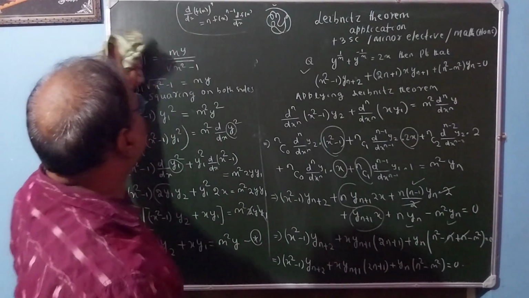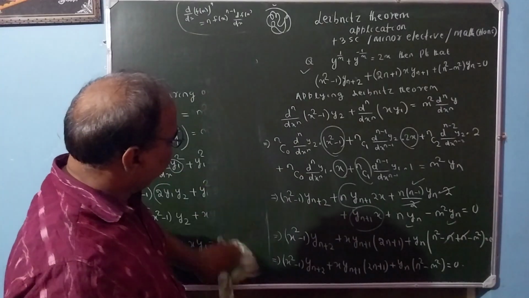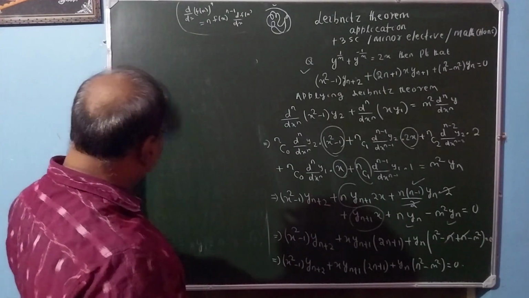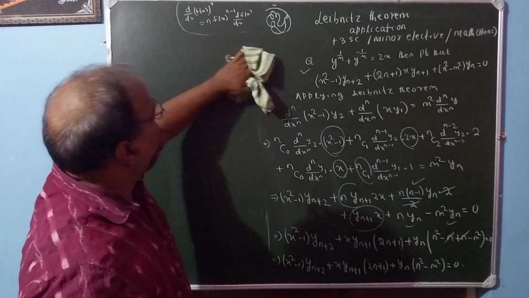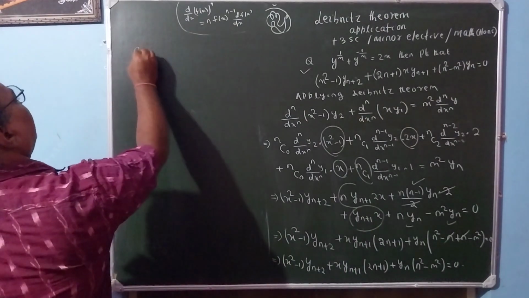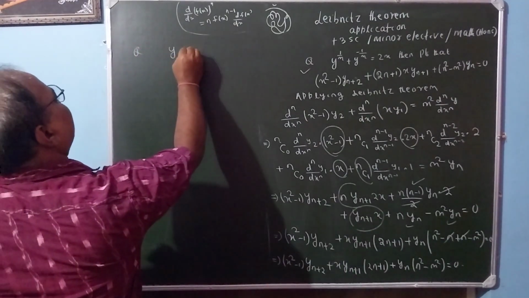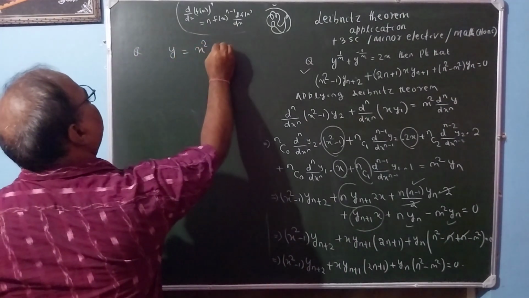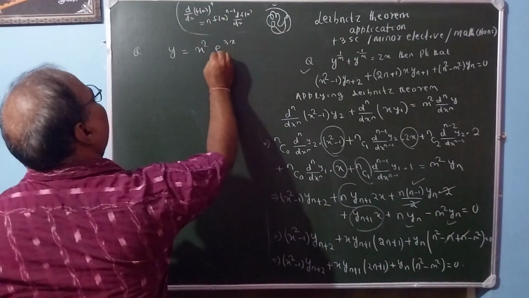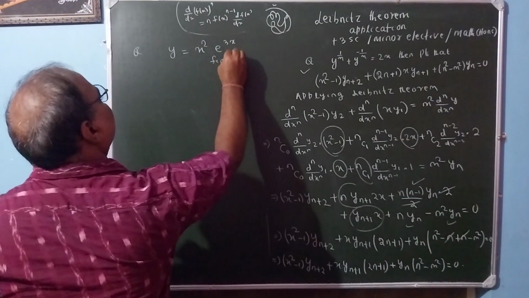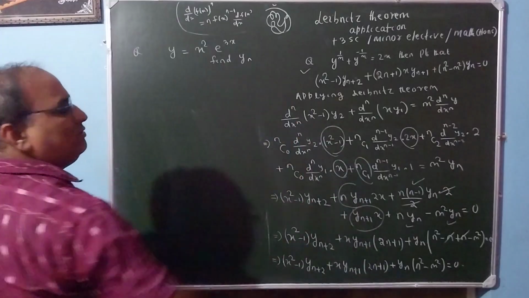Now we have to discuss another question. Write down one question. Suppose y is equal to x squared e to the power 3x. Find y_n. Find y_n. Okay.